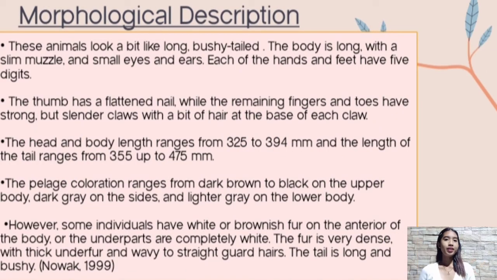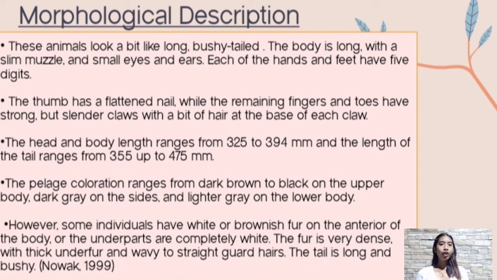Now, let us proceed to its morphological description. These animals look a bit like squirrels with a long bushy tail. The body is long with a slim muzzle and small eyes and ears. Each of the hands and feet has 5 digits. The thumb has a flattened nail, while the remaining fingers and toes have strong but slender claws with a bit of hair at the base of each claw. The head and body length ranges from 325 to 394 mm, and the length of the tail ranges from 355 up to 475 mm.